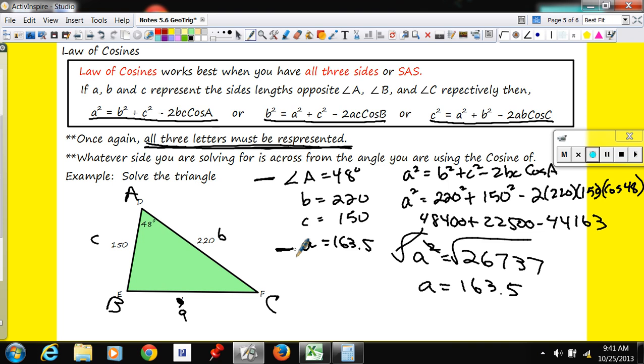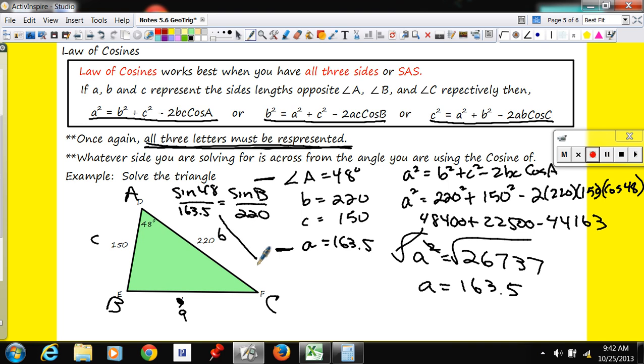So over here, I'm going to put sine of 48 over the 163.5 equals, and let's find angle B. So I'll do sine of B over 220. So now the only thing I'm missing is angle B. So I have 3 out of these 4 pieces. Now I can solve for angle B.